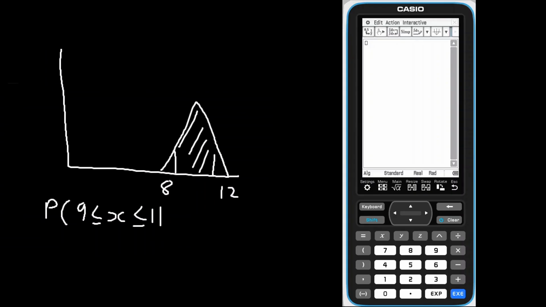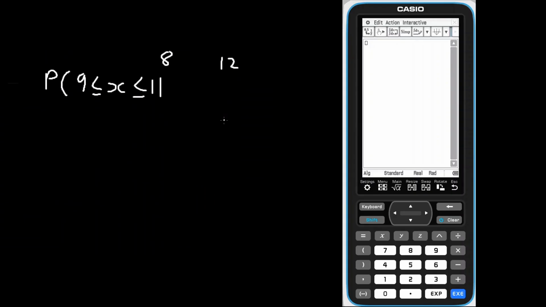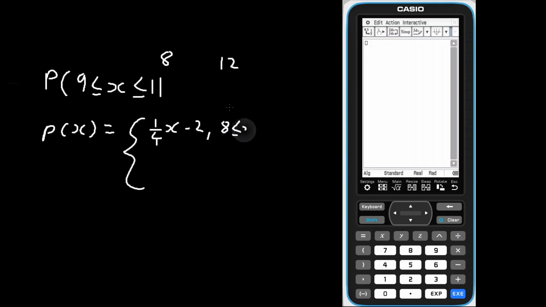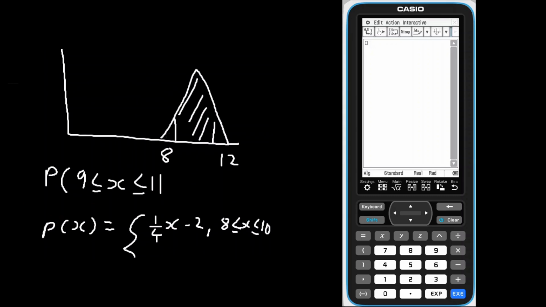So we're given a piecewise function. It looks a bit horrible. And this is our probability density function here. It's 1/4 of x minus 2. Now that only goes from 8 to 10. So that's the upwards bit here. I'll just put that in a different color so it's a bit easier to see. That's kind of this color here.